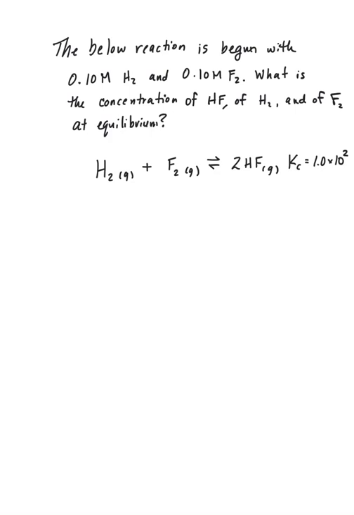In this problem, we're going to evaluate the equilibrium between H2 and F2 gases and their product, 2HF. The equilibrium constant, in terms of concentration, for this reaction is 1.0 times 10 to the 2, or 100, which is rather large, suggesting that by the time equilibrium is reached, there will be a lot of products and comparatively few reactants. But we will have some of all three left over.